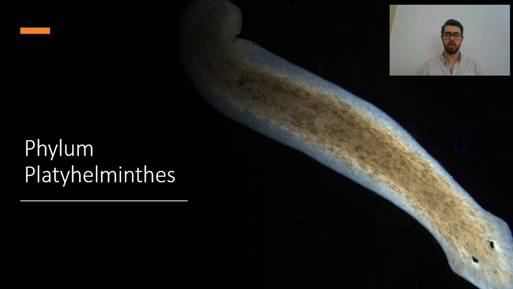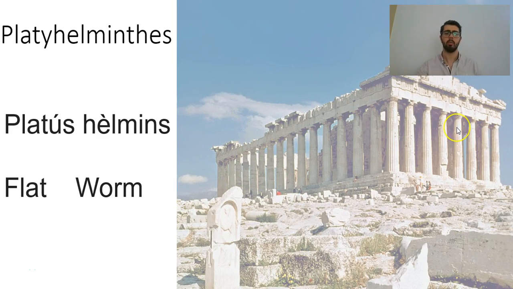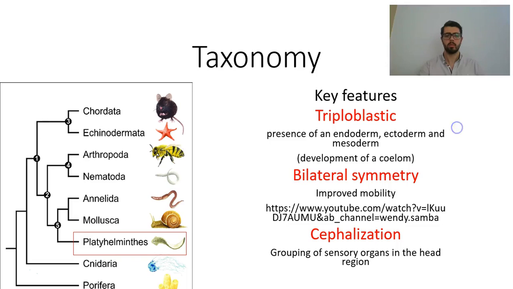So let's get started. To begin, Platyhelminthes comes from the Greek words platus helminths, which means literally flat worm. So that's where we get the name that we all know today. Whenever we look at their taxonomy, we can see that they are after the Cnidarians. This means that they have a variety of key features that distinguish them.